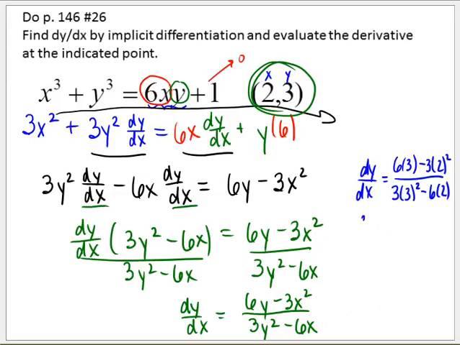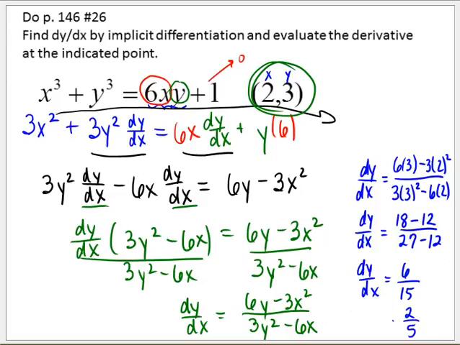dy over dx comes out to be the number then of 18 minus 2 squared is 4 times 3 is 12. I have 27 minus 12. And I end up getting 6 over 15, which I could then reduce to be 2 over 5. So just as with regular derivatives, we have a general derivative, and then we have a more specific answer once you plug in the numbers.